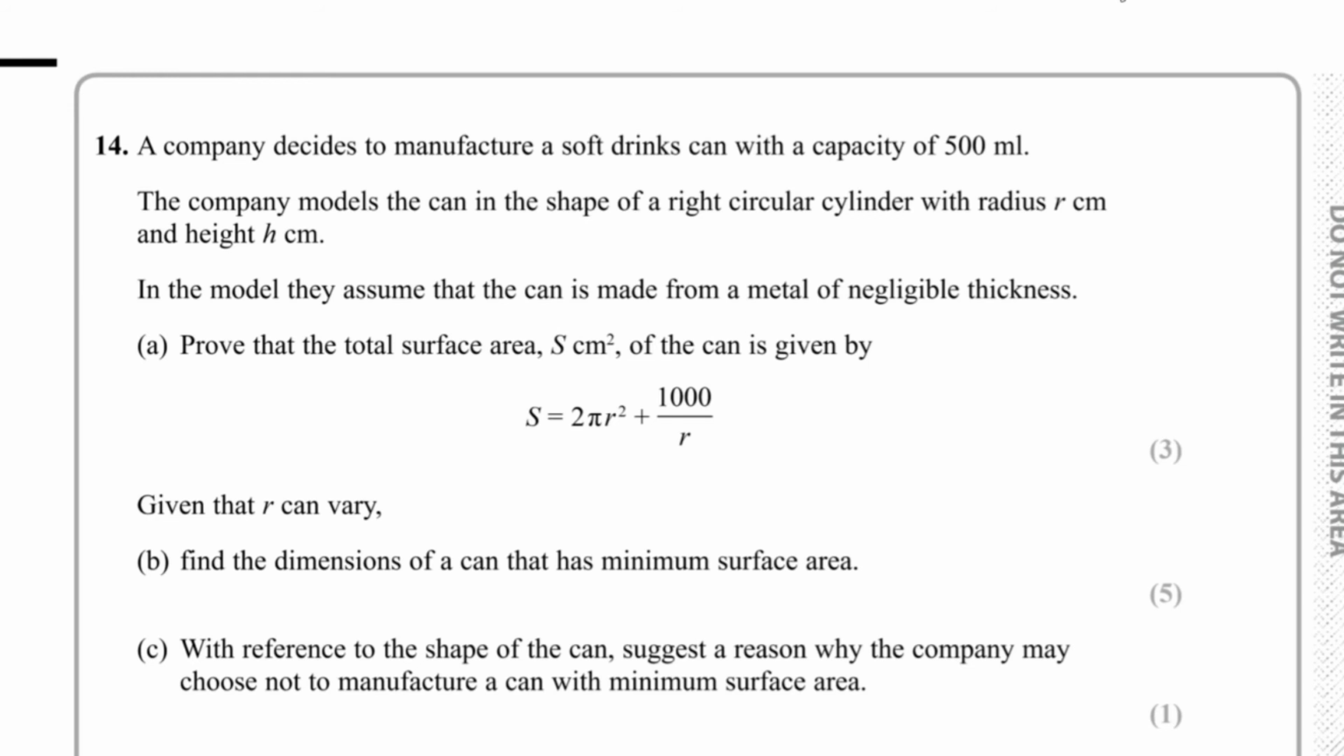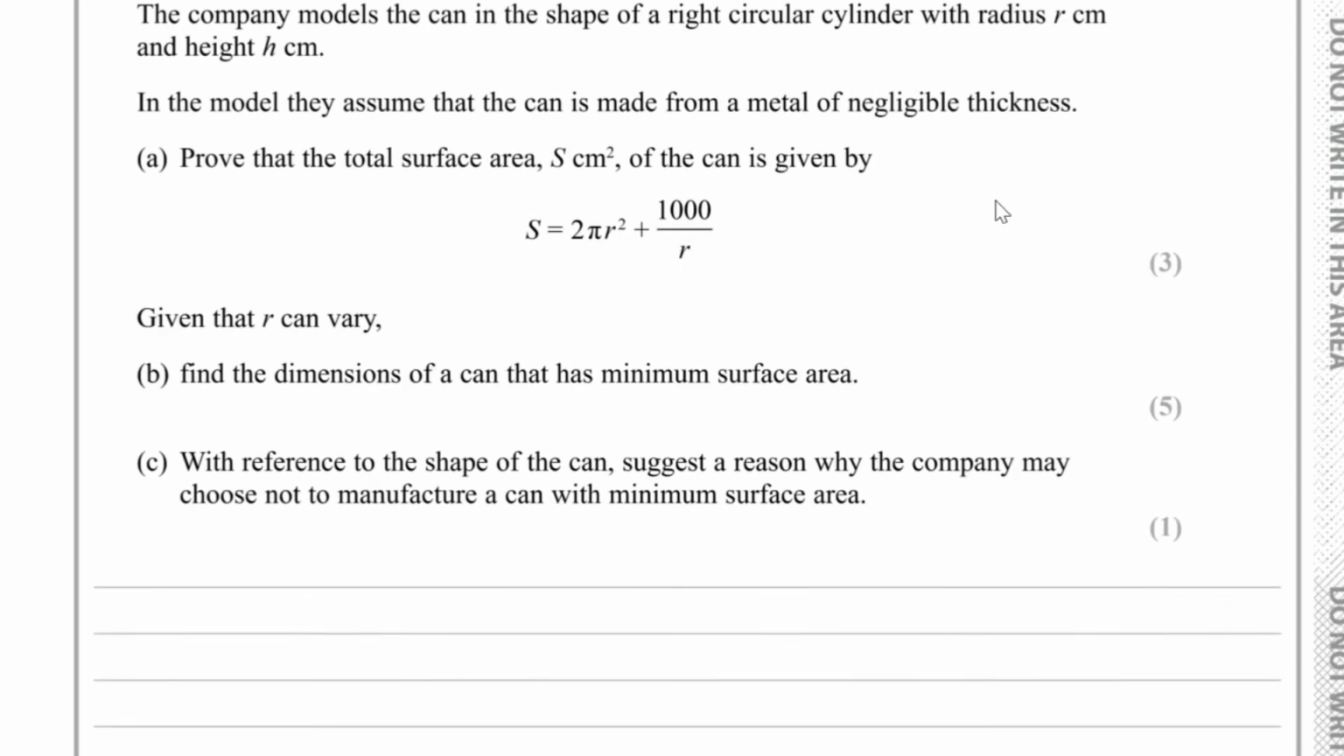Question number 14. A company decides to manufacture a soft drinks can with a capacity of 500 milliliters. The company models the can in the shape of a right circular cylinder with radius r centimeters and height h centimeters. In the model, they assume that this can be made from a metal of negligible thickness. For part A, we have to prove that the total surface area, s centimeters squared, of the can is given by s equals 2 pi r squared plus 1000 over r.